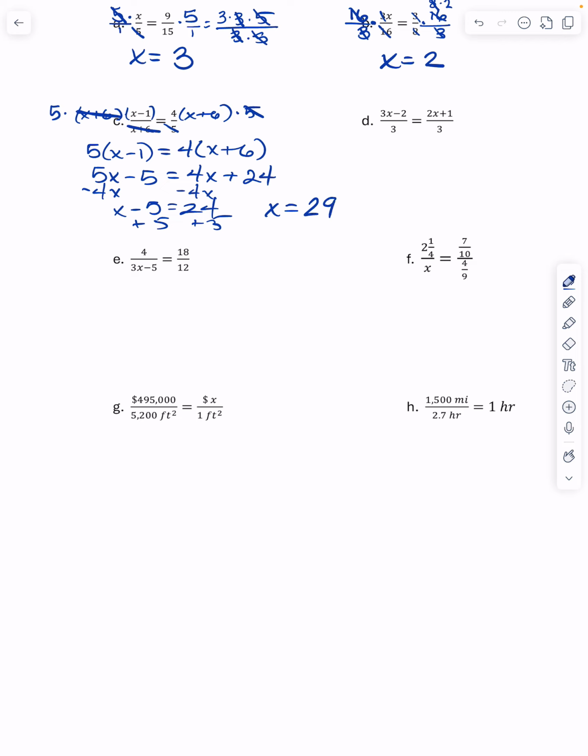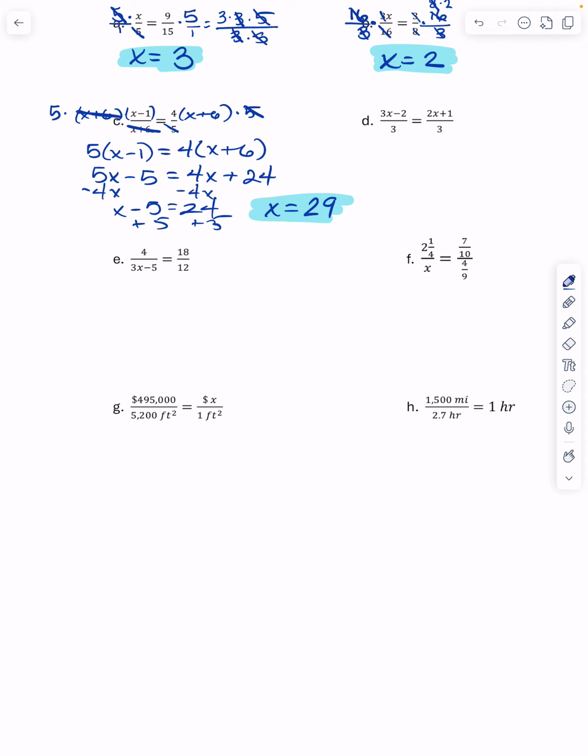So we are doing the same math we've done all along. We cannot solve for x while it's in the denominator. So we got to get any x's out of the denominators. We got to get x by itself on one side. So no magic here.